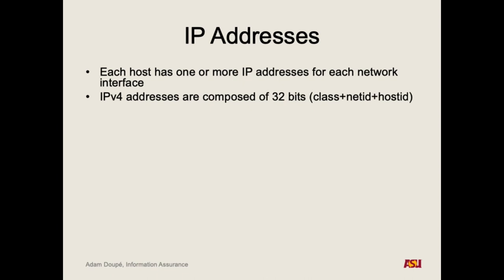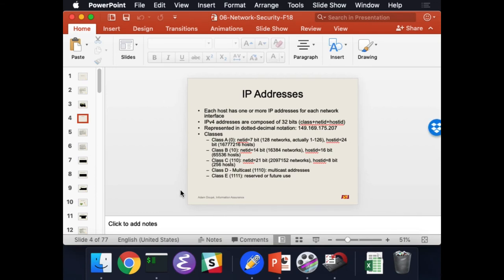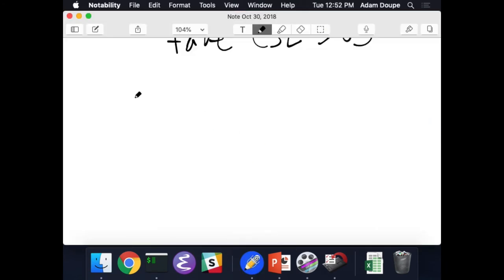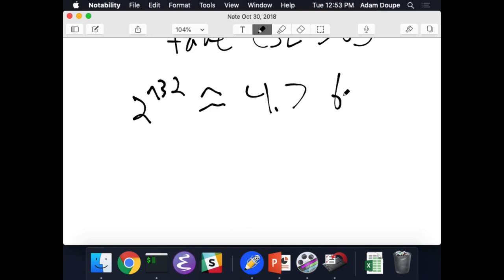256? 2 to the 32, which is how much? Roughly 4 billion. Is that enough? Not anymore. So we have 2 to the 32, which you can do some kind of calculation. Is it like 4.7 billion or something? 4.3-ish. That's good enough. So there's 4.3 billion addresses.